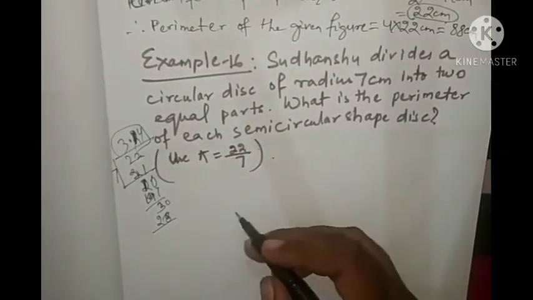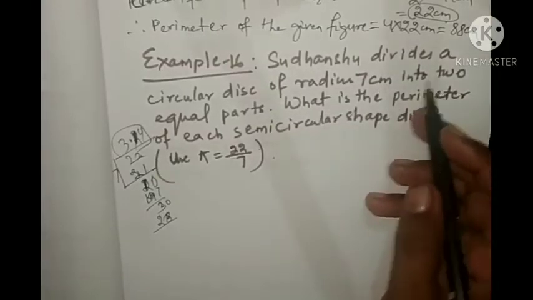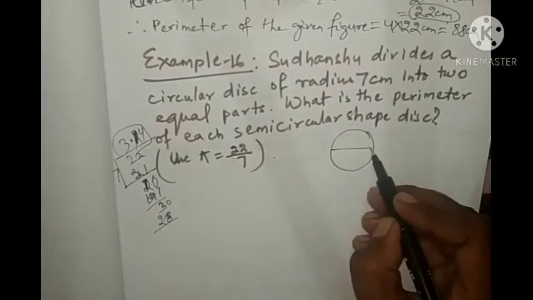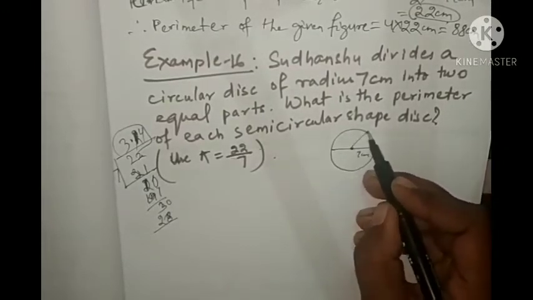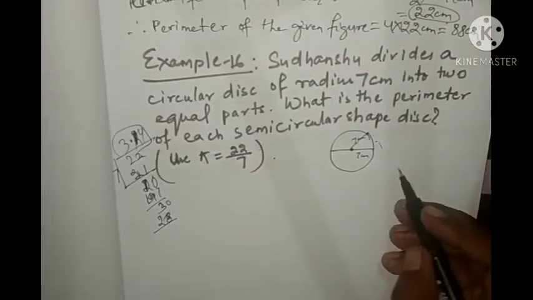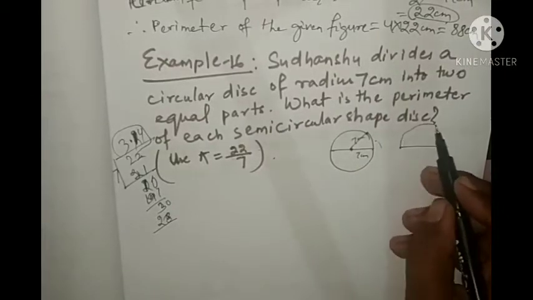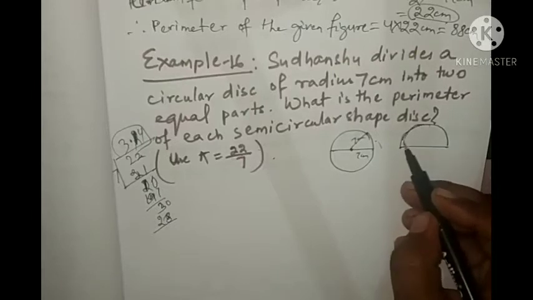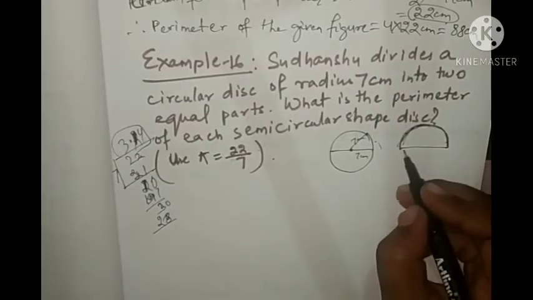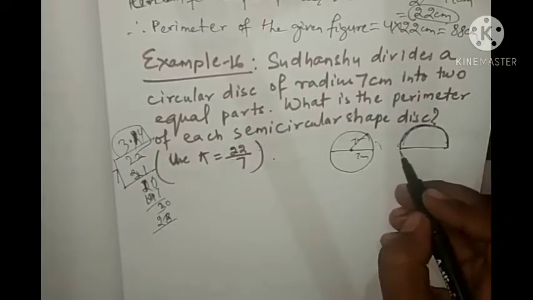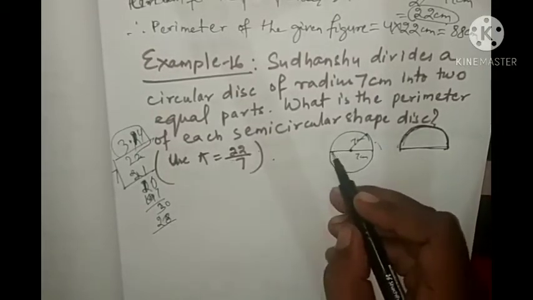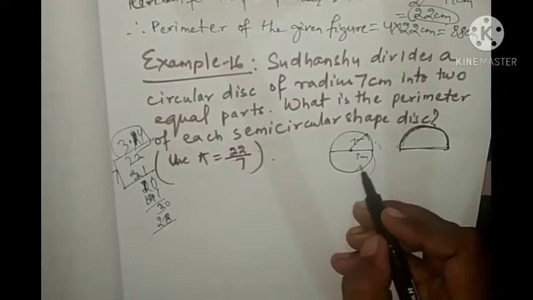Okay, so let's see. Here it is given Sudhanshu divides a circular disc, the radius is 7 centimeter, into 2 equal halves. What is the perimeter of each semicircular shaped disc? You have to find the perimeter of the disc, not the circumference. Circumference is this outer side; you cannot include this one. But for perimeter you have to include this half circumference and this also. So first find the circumference of this circle.